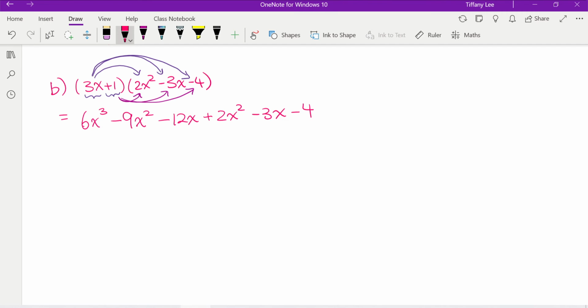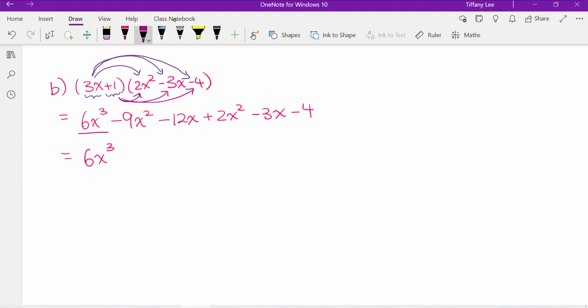So you've multiplied it, you've expanded, and now we need to simplify. Simplify and collect like terms. So let's take a look and see if we have any like terms. Here I see I have 6x cubed, or 6x to the power of 3, and I don't notice any other like terms here. I don't have any other x cubed, so that's just 6x cubed.